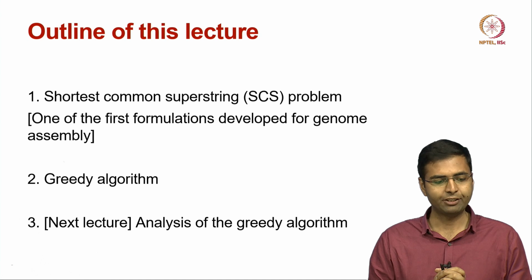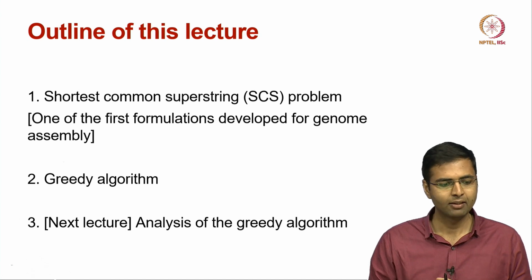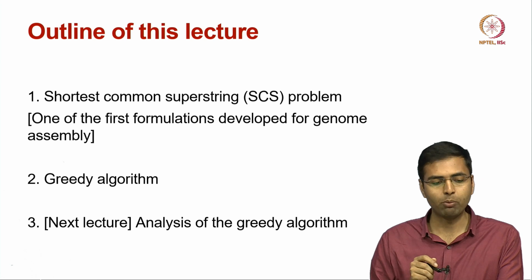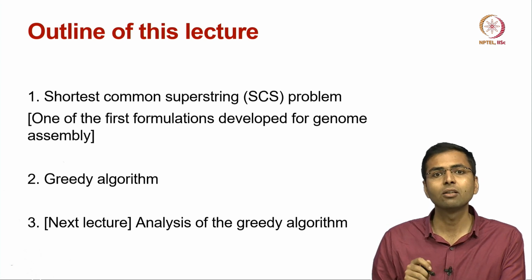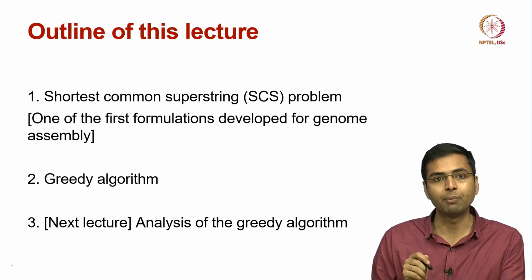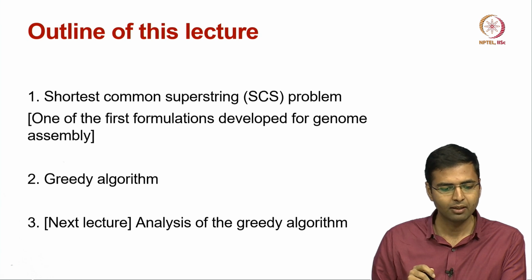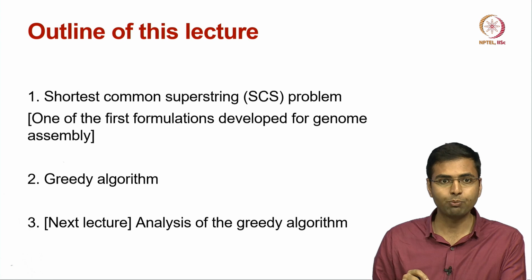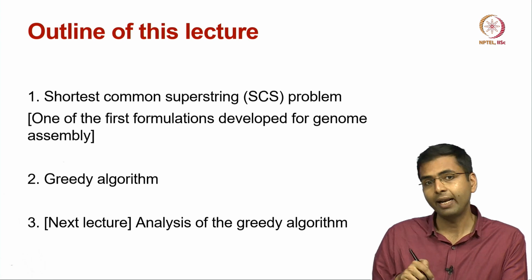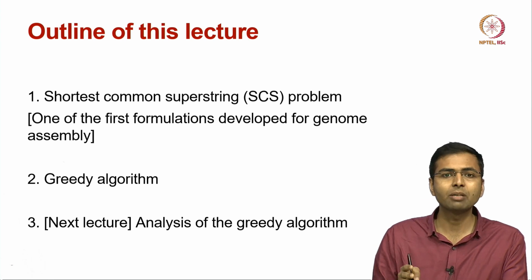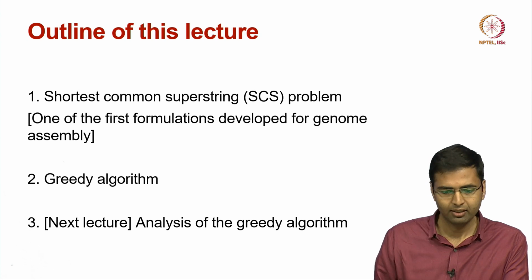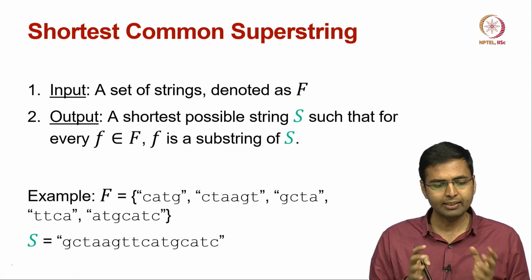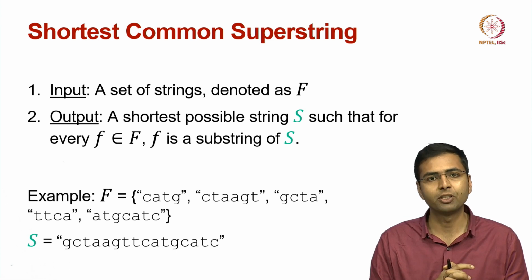So the outline of this lecture is going to be as following. First, we will look at the shortest common superstring problem, which is one of the first formulations developed for genome assembly. We will look at a greedy algorithm for this problem, and in the next lecture we will analyze that greedy algorithm in more details. Okay. So let us get started, and let us understand the definition of shortest common superstring problem.